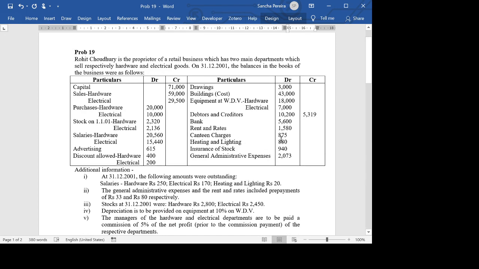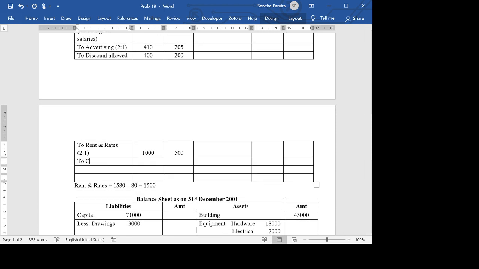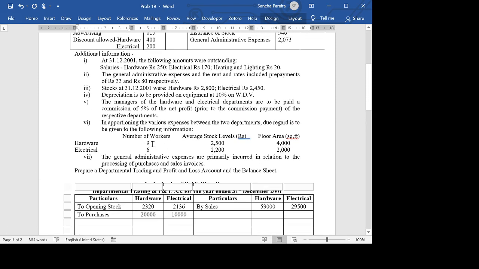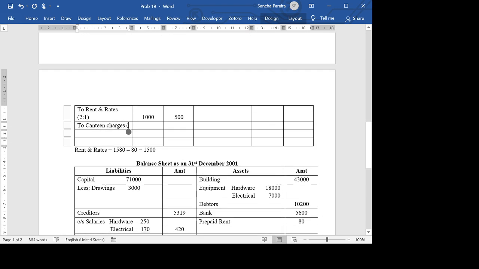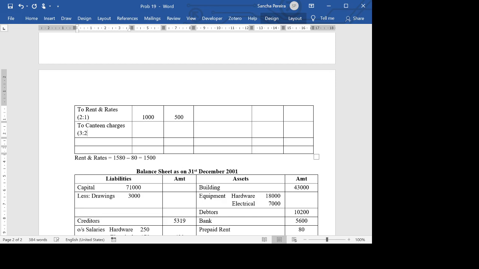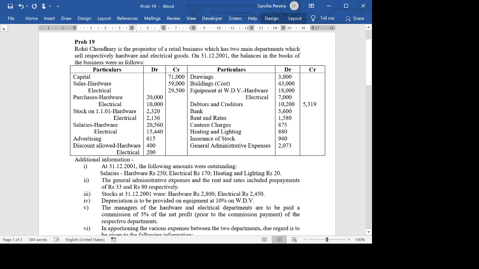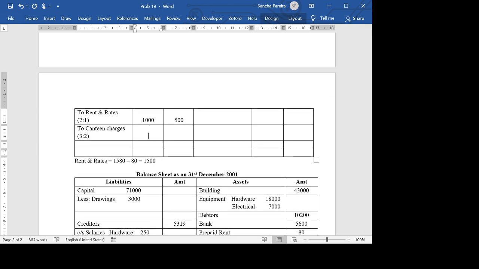We also have canteen charges, 875. Now to divide this, this will be divided based on the number of workers. 9 is to 6 will become 3 is to 2. 3 threes are 9, 3 twos are 6. So if I try to divide canteen charges, that's 875, in that ratio, it will be 525 and 350.